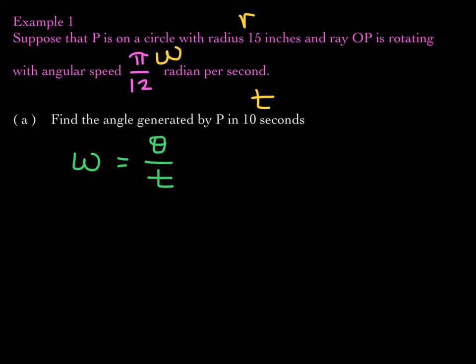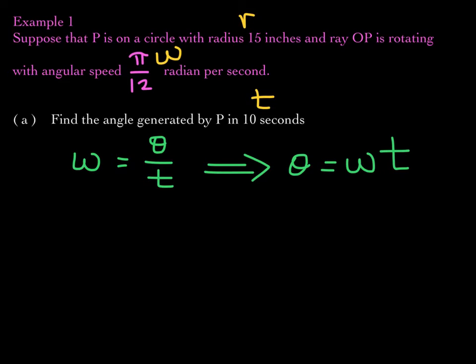So what I am going to do is alter this formula by multiplying both sides by T, and I will get, alternatively, that theta is equal to the angular speed times time. Okay, everybody? So that means theta will be equal to pi over 12 radians per second times 10 seconds.